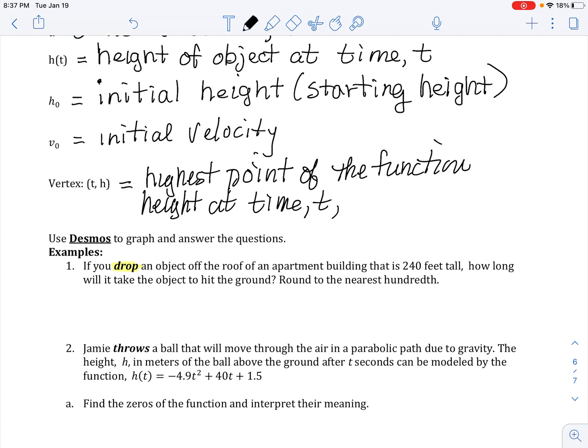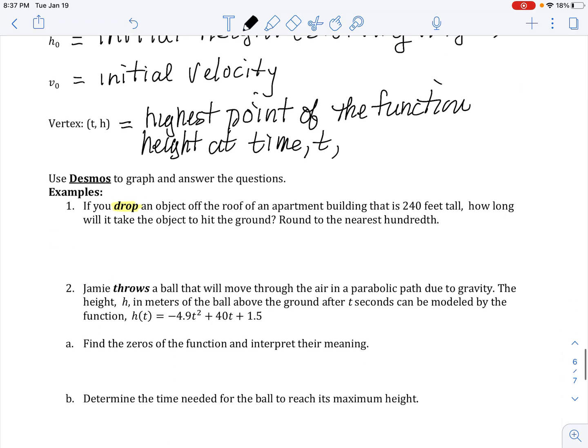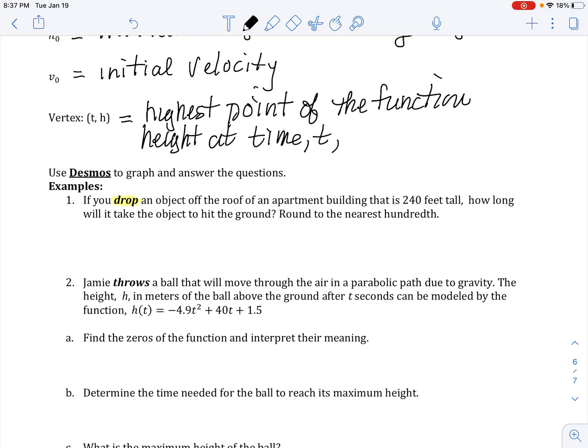Look for those keywords in your problem. If you drop, there's our keyword right there. An object off the roof. Oh, one more thing. Why two different sets of equations? Notice what I have written here. One of them is in feet, one of them is in meters.